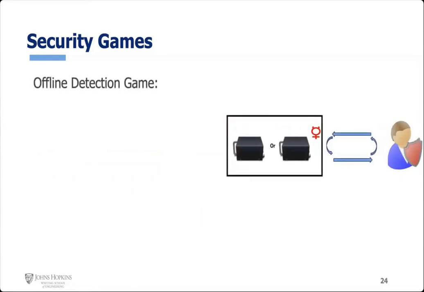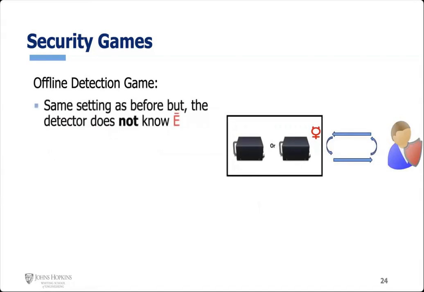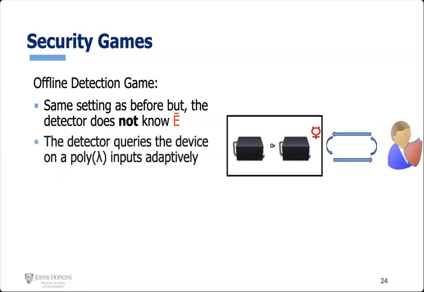On the other hand, we also formalize a detection game, which is trying to emulate whether a device owner can find out whether their device is subverted or not. So the setting is the same, but the detector here does not really know what the subversion looks like or what the subverted sets of inputs are, right? So this is the offline detection game.